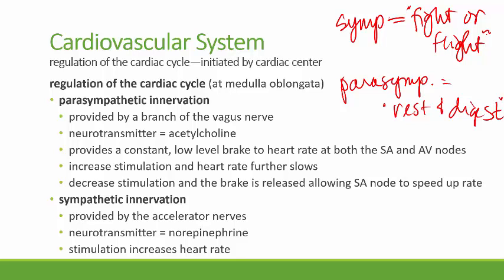And so we have a constant low-level brake on the heart rate at both the SA and the AV nodes. There's this constant dribble of control telling the heart to slow down the heart rate and the force with which the heart beats. If you increase parasympathetic stimulation, that's going to slow the heart down even further. But if you decrease this low-level brake on the heart's rate, then you can speed up heart rate.